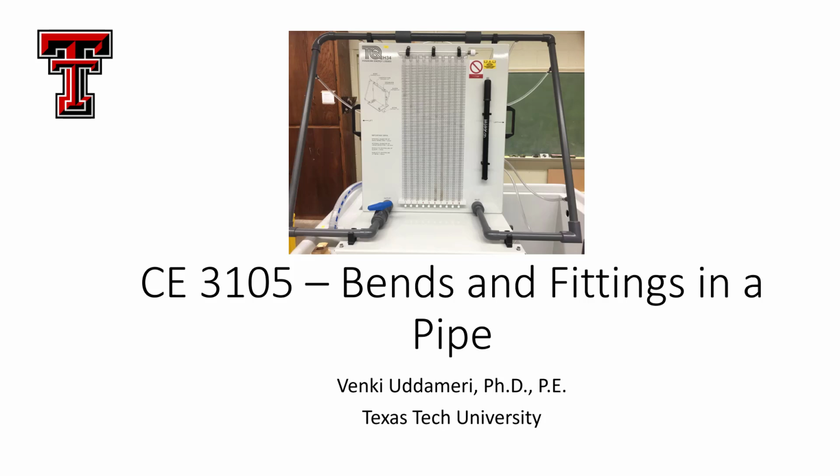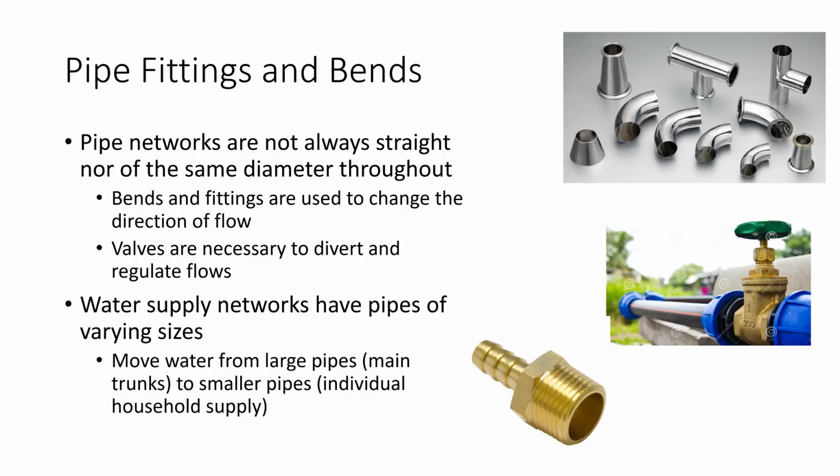1105, Lab 5. In this lab, you're going to be looking at bends and fittings in a pipe, or energy losses associated with bends and fittings in a pipe. Pipe networks don't always have straight-line pipes, so we have to change the direction of the flow. Oftentimes we make use of bends and fittings either to split the flow or change the direction of the flow. Valves are also used sometimes to either divert flow or even regulate flow.